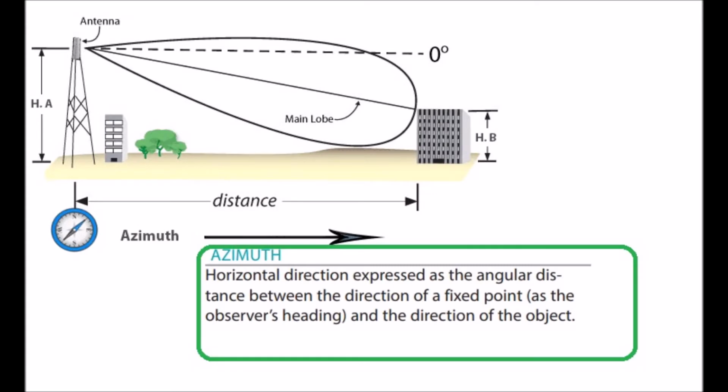Azimuth. Horizontal direction expressed as the angular distance between the direction of a fixed point, as the observer's heading, and the direction of the object.